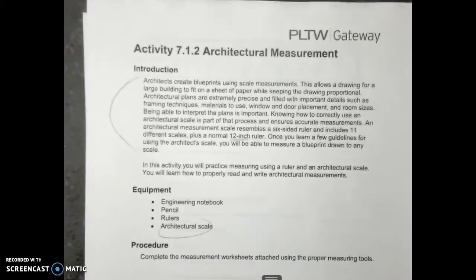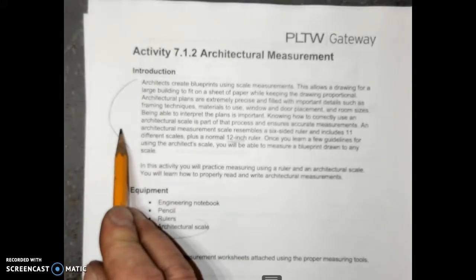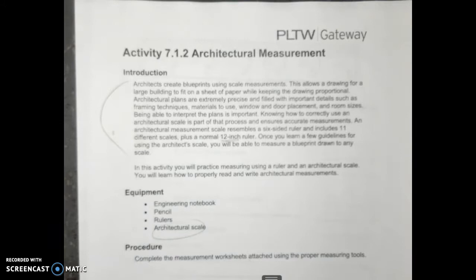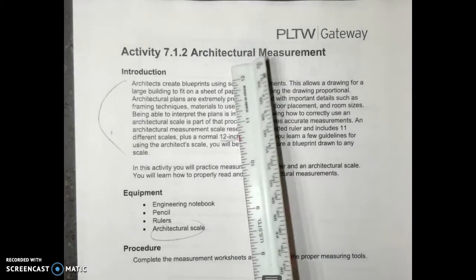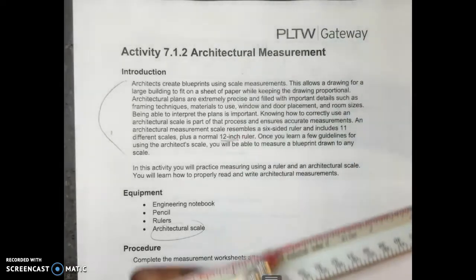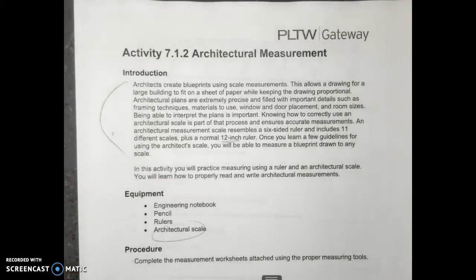So let's take a look at that assignment for today. Using your blue packets, read the introduction, which talks about the background of measuring with architect scales. We're going to look at using an architect scale, that three-sided triangle-shaped ruler, against all different measurements. But we're going to start out by using the standard typical inch measurement for page number 2.